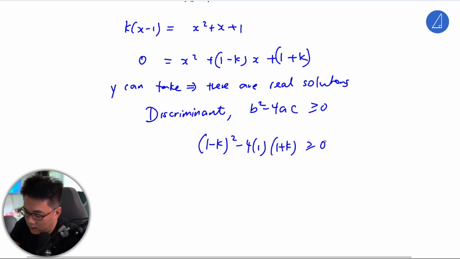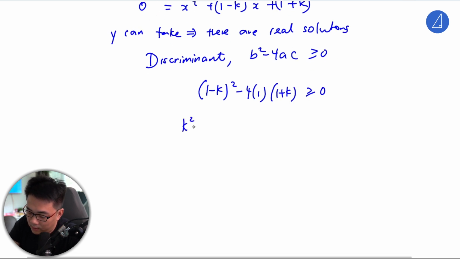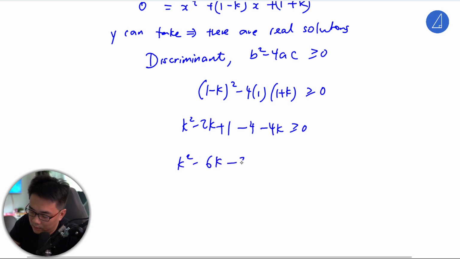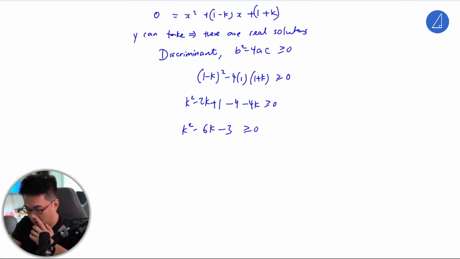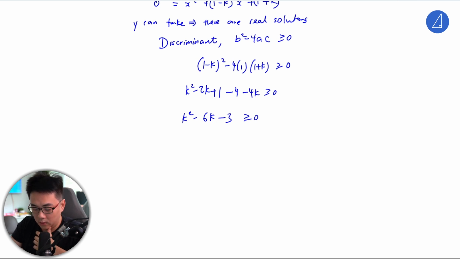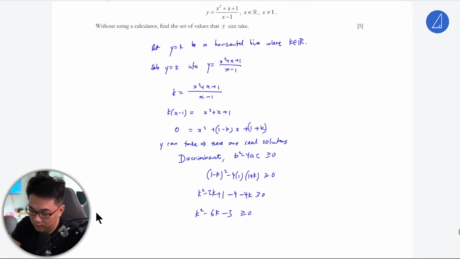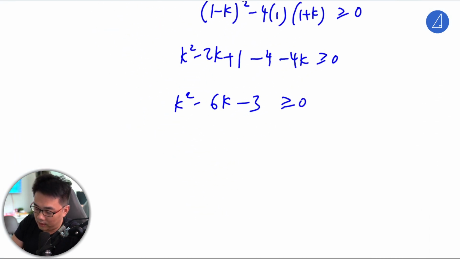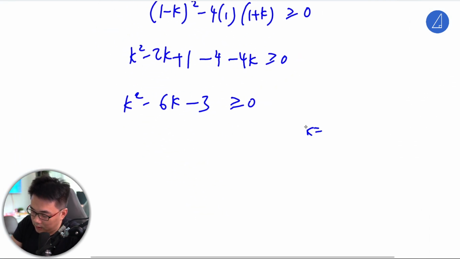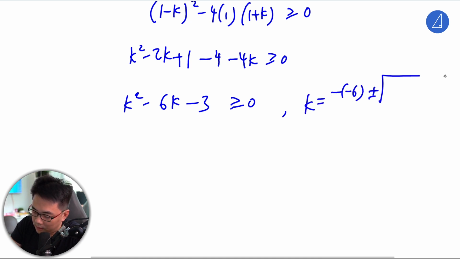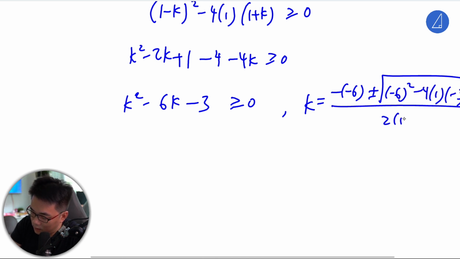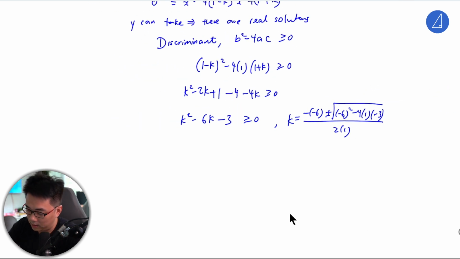Then I'm going to just solve this. So it's k squared minus 2k plus 1 minus 4 minus 4k. This is k squared minus 6k minus 3 bigger than or equal to 0. Okay, in this case, do you want to find exact? Yeah, without using a calculator means we can use exact. So solve for the roots here. That will be k equals negative of negative 6, plus or minus root of b squared minus 4ac, over 2a. Then just key it in the calculator.